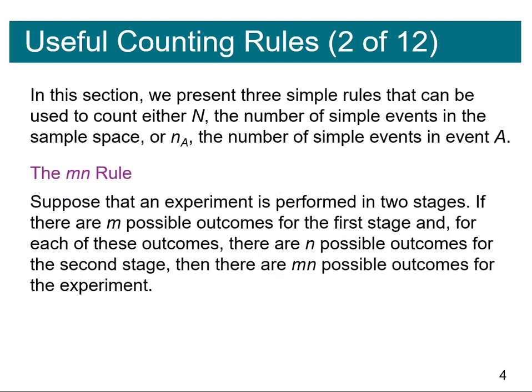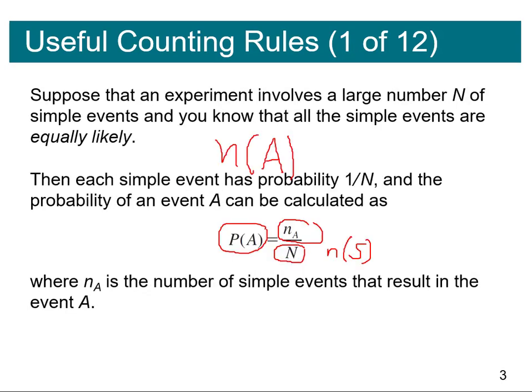In this section, we present three simple rules that can be used to count either n, the number of simple events in the sample space, or the number of elements in A. So the number of simple events in the event A. So we're going to have some rules that are going to help us to figure out, in maybe slightly complicated cases, what is this and what is this. Okay, so let's see what that looks like.